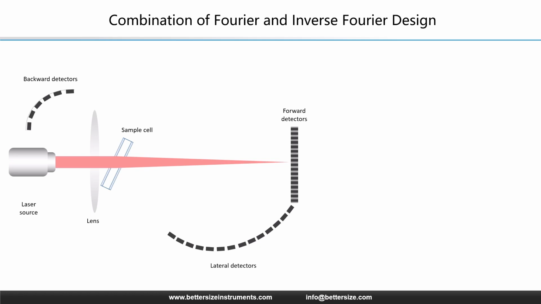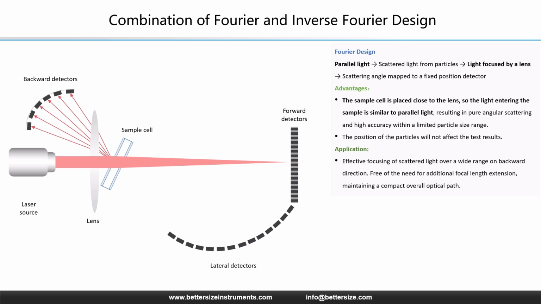It begins with the laser source illuminating the sample cell. First, we apply the Fourier design to backward detectors. By placing a lens after the cell in this specific path, we effectively capture the high-angle backscattering signals.